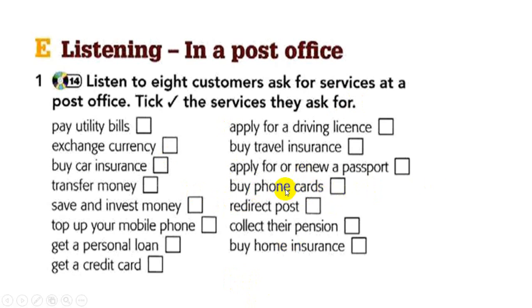Yes. If it's not clear, then please try to repeat it again and take the ones right. So I've picked some and missed some. Yes, so I guess one of them was paying utility bills, and also redirect post, buy phone cards, buy travel insurance, and apply for a driving license. And what else? Please try to tell me.